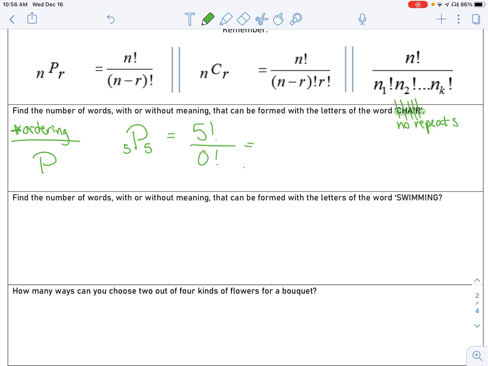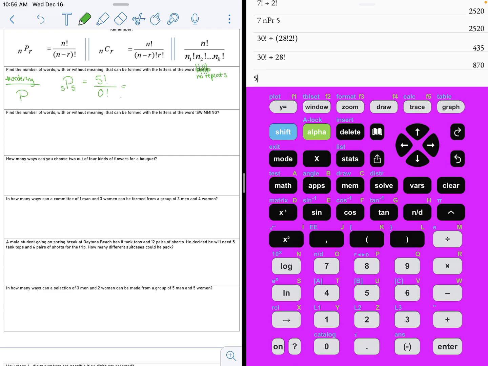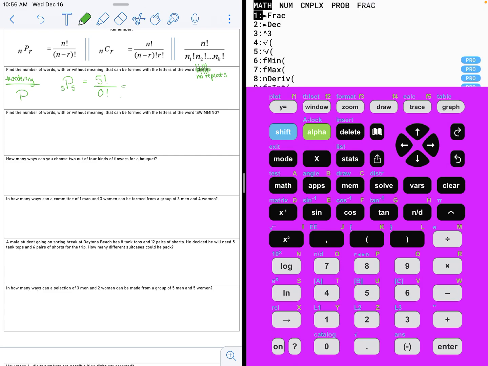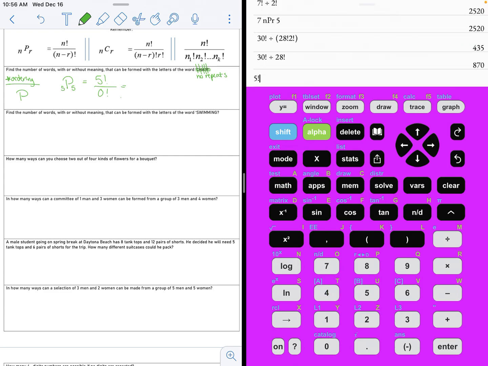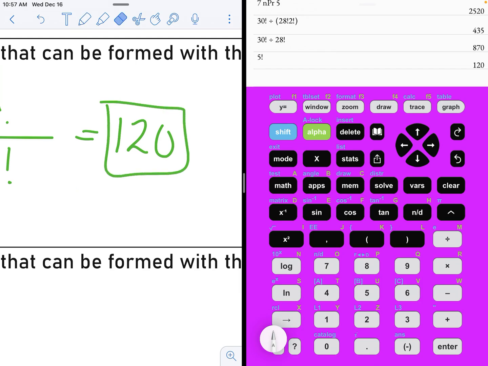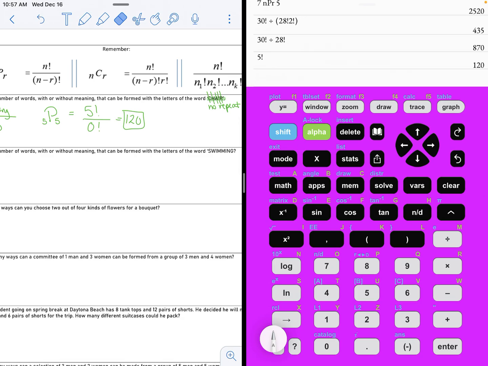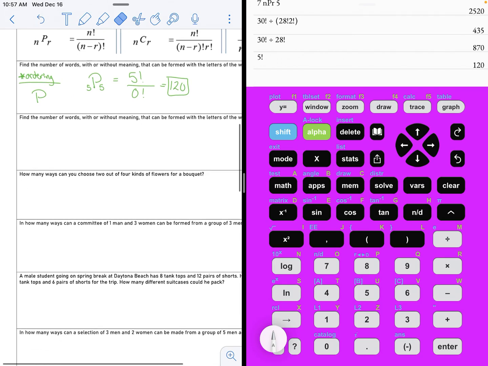And then I can get my calculator pulled up. It'll be 5 factorial divided by 0 factorial. Remember, 0 factorial is just 1. So if you guys are okay with it, I'm not going to divide by 0 factorial because I know it is 1. So there are 120 different words, fake or real, that can be formed from the letters in the word chair. All right. Fine.